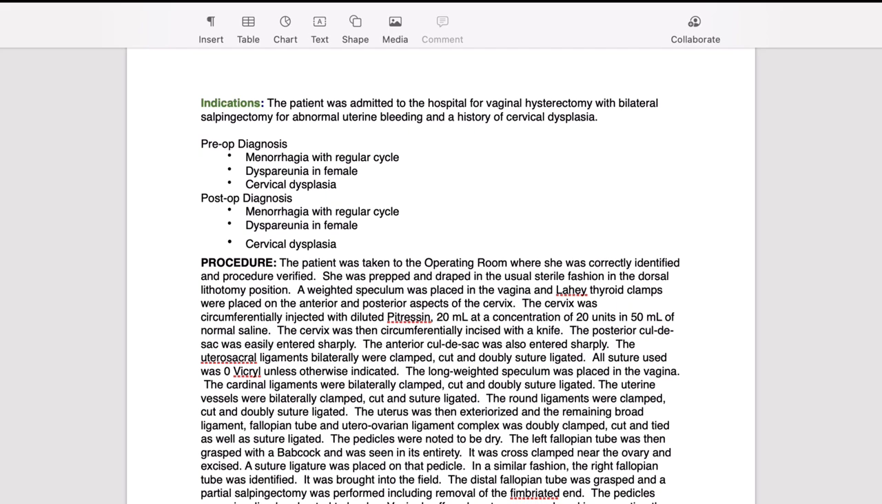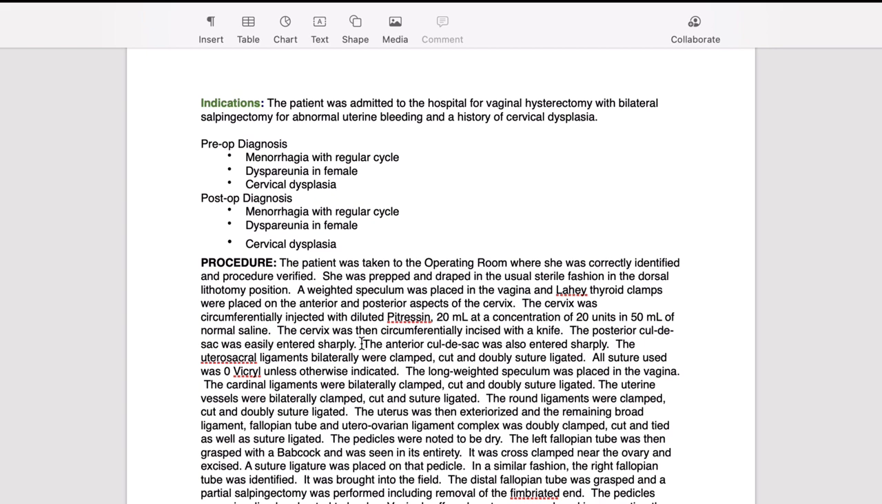So I have here, patient was admitted to the hospital for a vaginal hysterectomy with a bilateral salpingectomy for abnormal uterine bleeding and a history of cervical dysplasia. We have our pre-op and post-op diagnoses, and it says patient was taken to the OR where she was correctly identified and procedure verified. Weighted speculum was placed, cervix was circumferentially injected with diluted, and posterior cul-de-sac was easily entered sharply.